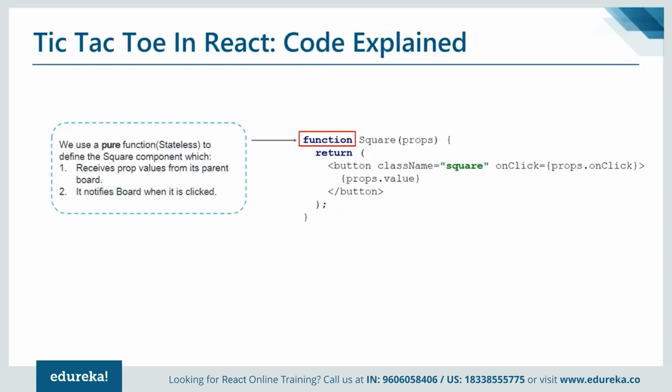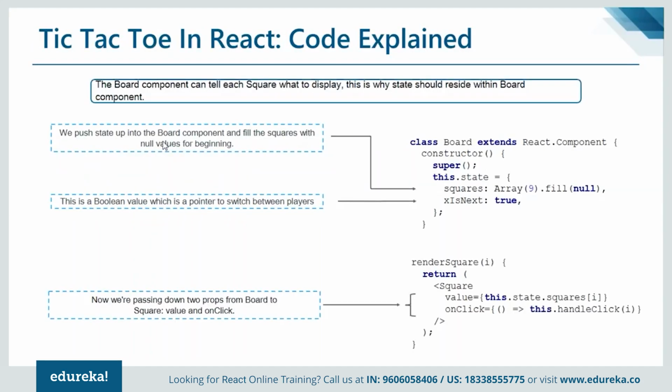Then we created a pure function with the name Square to define the square component. This function receives prop values from its parent, Board, and notifies Board when it is clicked. Then we push state into the Board component and fill the squares with null values for the beginning. So we have created a component named Board, and we are passing down two props from Board to Square: value and onClick.